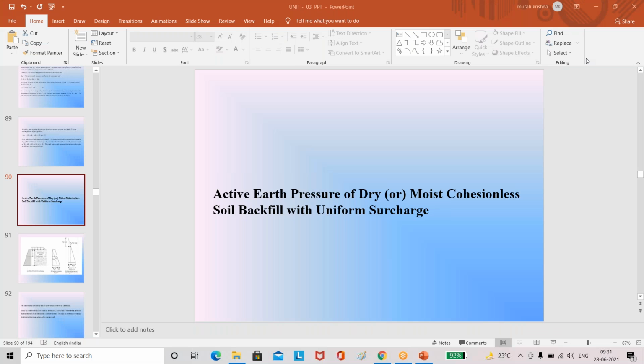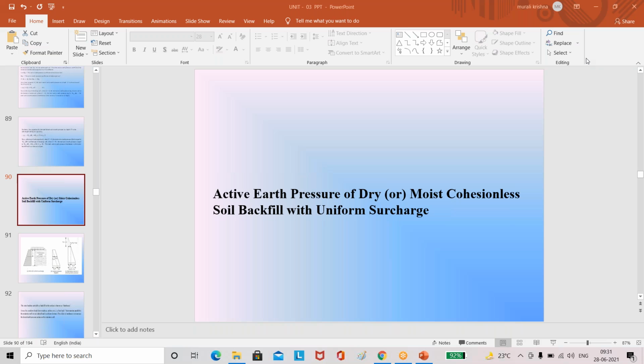Good morning, students. I am explaining the concept of Rankine's active earth pressure theory. We are in Unit 3 in Foundation Engineering. In that Unit 3, earth retaining structures, we started the Rankine's active earth pressure theory.